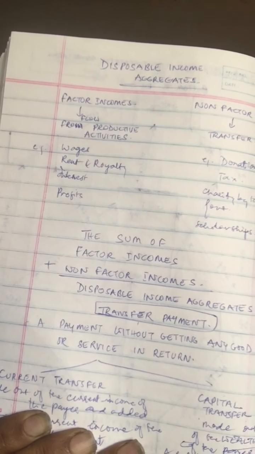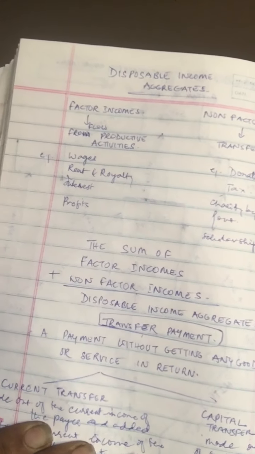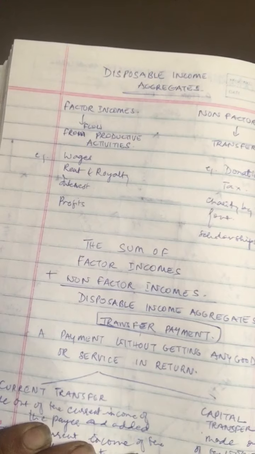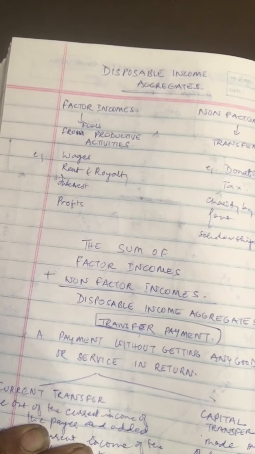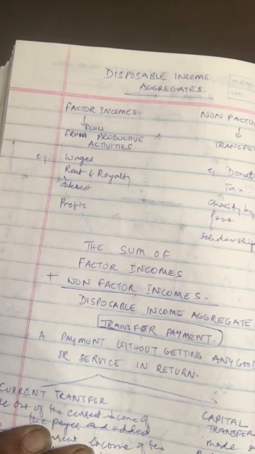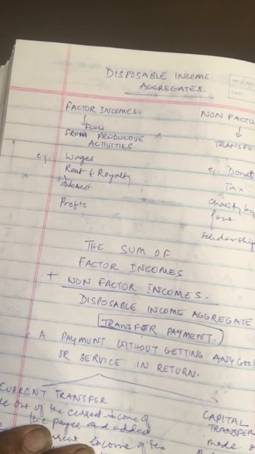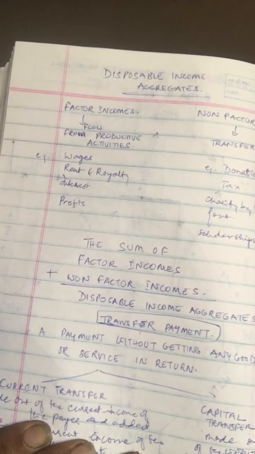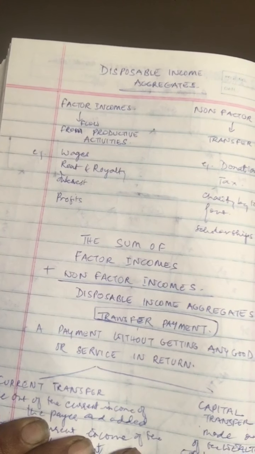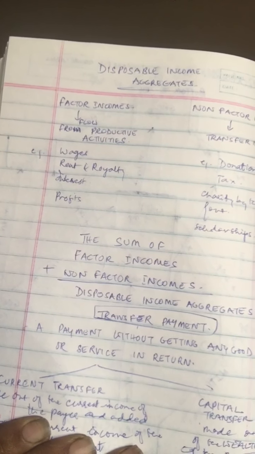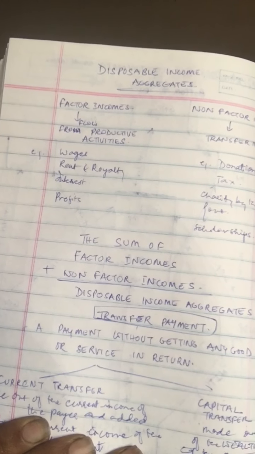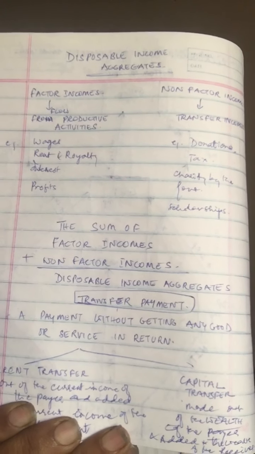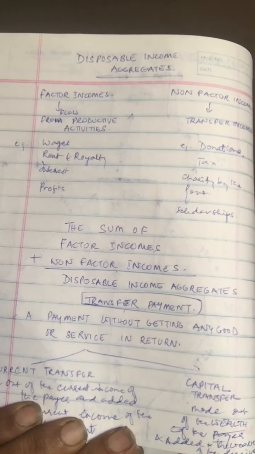So let's talk about national disposable income. There are two aggregates to this. One is known as gross national disposable income, GNDI. It is a sum of factor incomes and non-factor incomes, that is transfer incomes, gross of consumption of fixed capital accruing to the residents of a country. For example, GNDI is equal to GNPMP plus net current transfers from abroad. Just remember, market price is always there, at market price, not at factor cost.